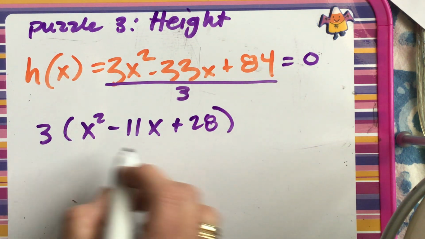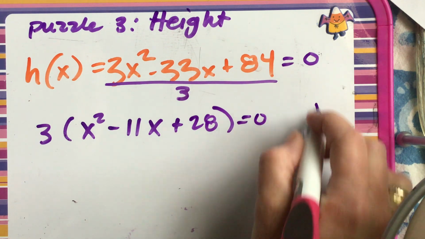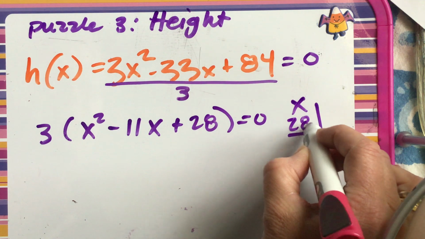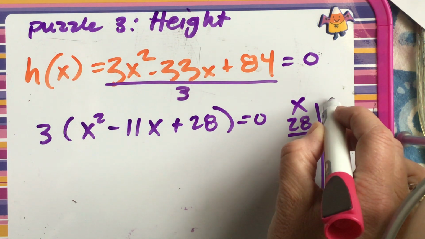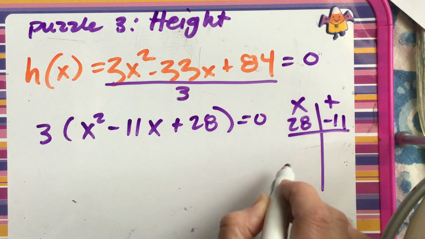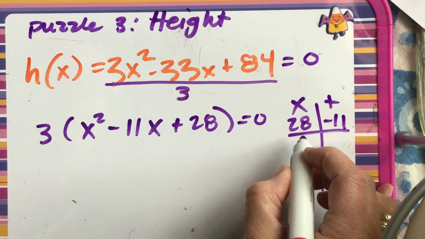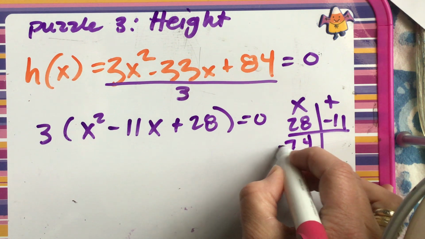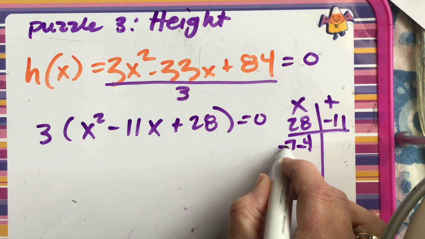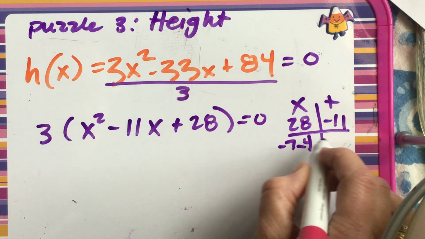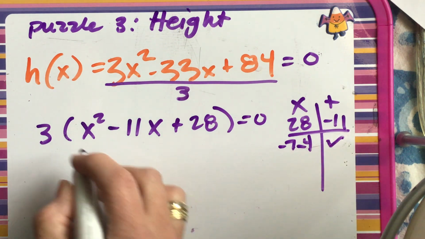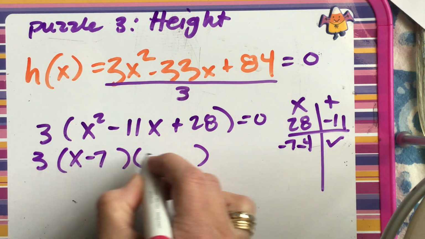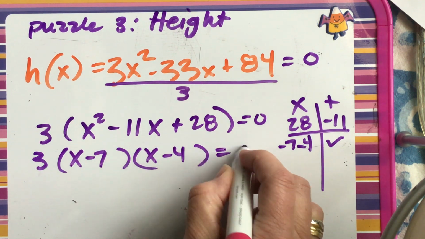Okay, so then I see this. I'm going to set it to 0 again. And I'm going to do the product sum game. So I'm looking for 2 numbers to get me to 28 when I multiply and combine to negative 11. I'm already thinking this is probably going to be the 7 and 4. So if I multiply both negative numbers, negative 7 times negative 4, and I add them, I'm going to get negative 11. Okay, so let's rewrite this in factored form. X minus 7 and x minus 4 equals 0.